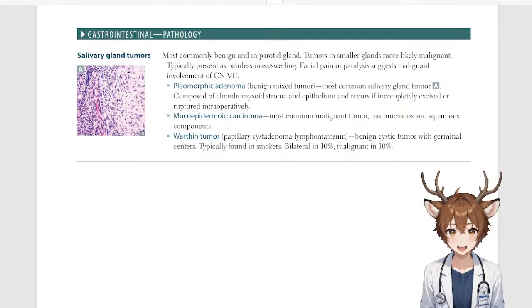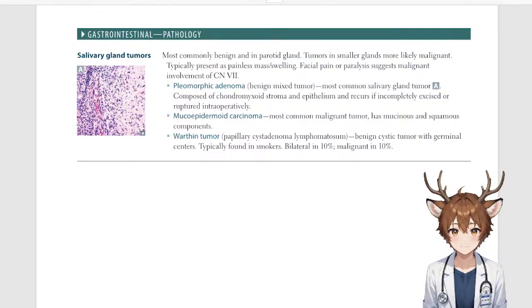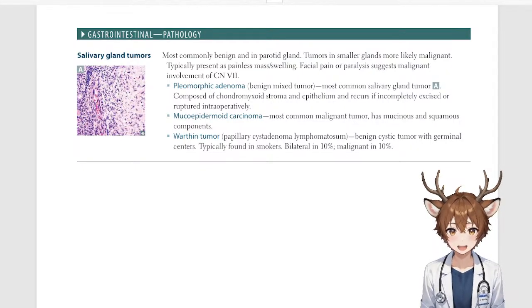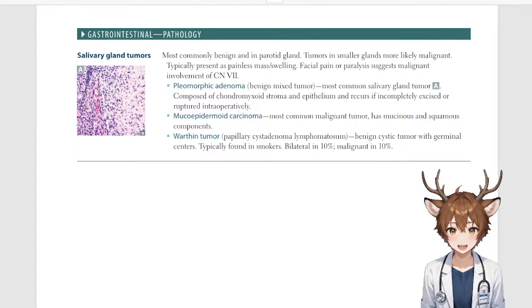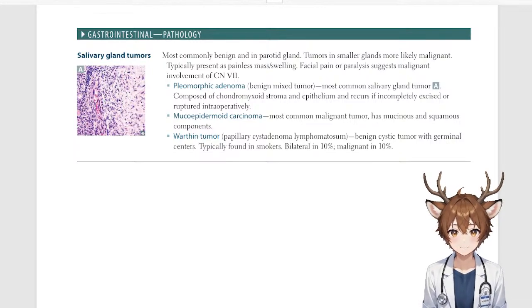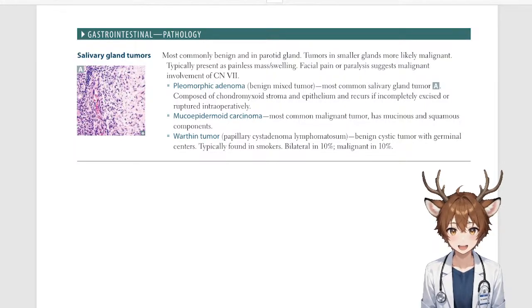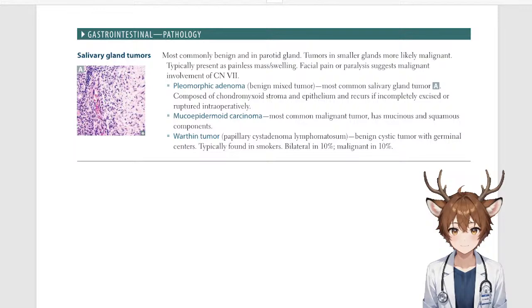What about sialadenitis? Inflammation of the salivary gland due to obstruction, infection, like Staph aureus or mumps virus, or immune-mediated mechanisms like Sjogren's syndrome. So that's the inflammation of the salivary gland, while sialolithiasis means a stone of the salivary gland. Salivary gland tumors are usually benign and most commonly affect the parotid gland. Submandibular, sublingual, and minor salivary tumors are more likely to be malignant. They typically present as a painless mass or swelling, and facial paralysis or pain suggests malignant involvement.